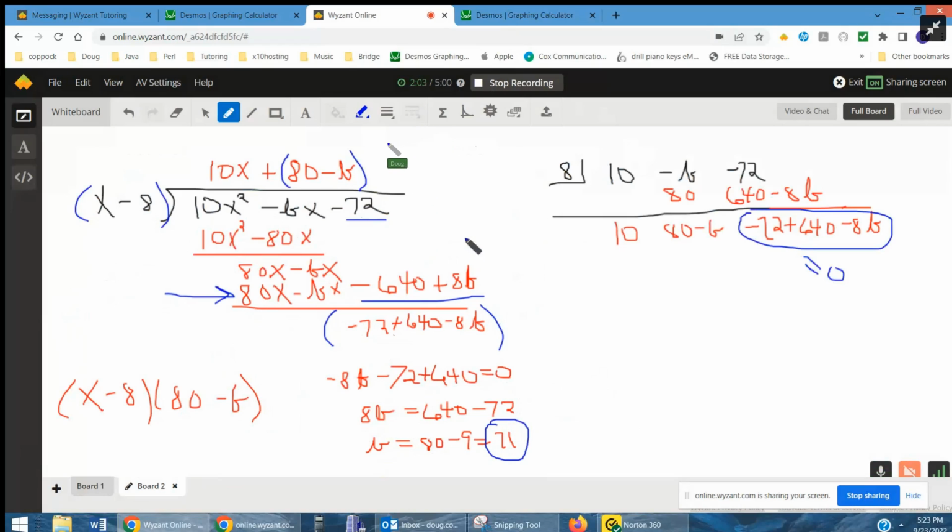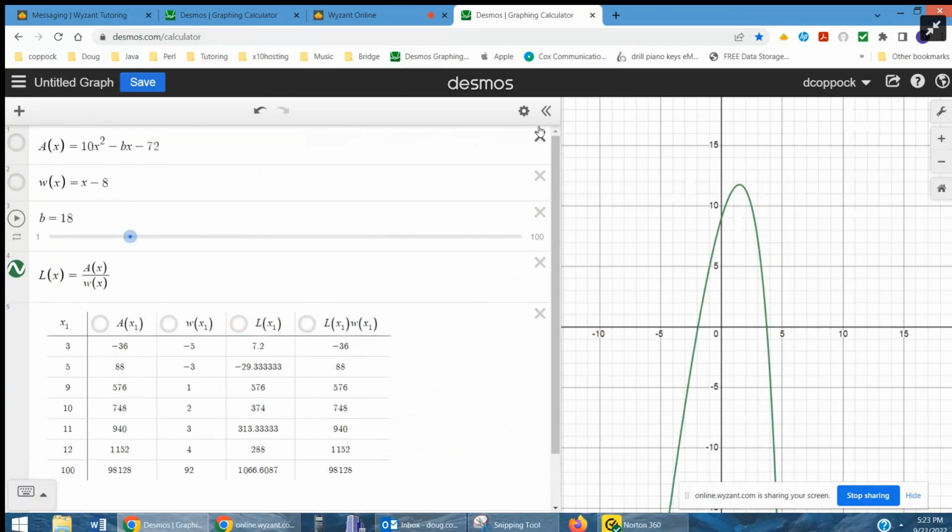And here's the same process using synthetic division. So I'm putting 8 in this box here. The coefficients of x squared, x, and the constant term are 10, negative b, negative 72. I apply synthetic division. I still get the same expression for the remainder. If I want the remainder to be equal to 0, I'm solving the same equation down here, and b is 71.